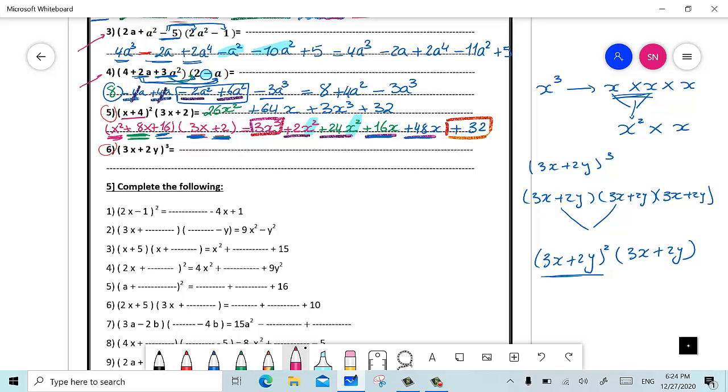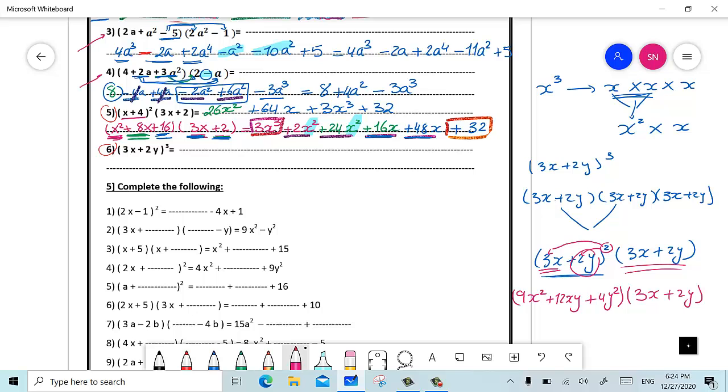When I have a binomial squared, this means I'm going to take the first squared, which is going to be 9x squared, and the second squared, which is going to be 4y squared, and the term in the middle is going to be 2 times 3 times 2, which is equal to 12, and xy is going to remain as it is. And I'm going to multiply this whole expression with the other expression, which is 3x plus 2y.